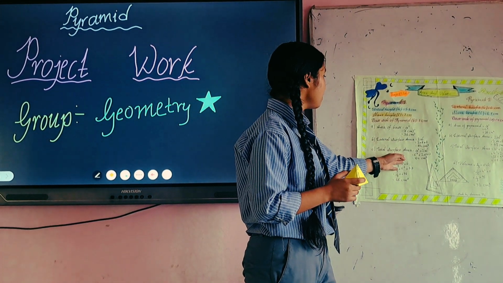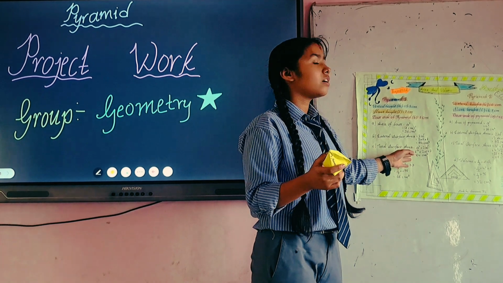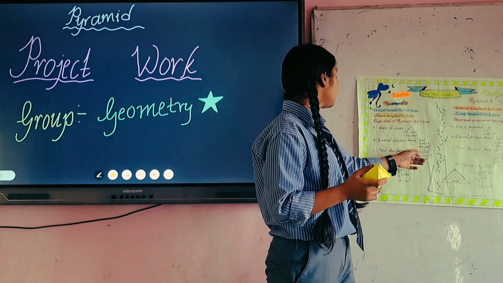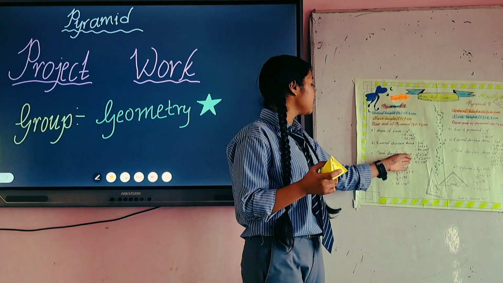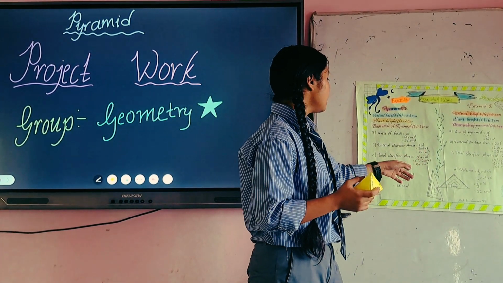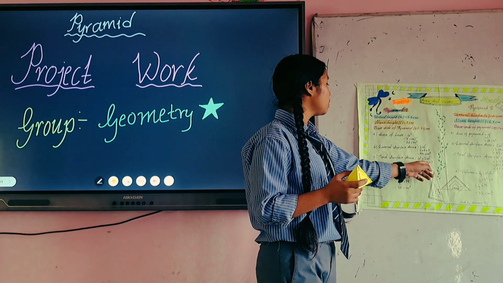Total surface area, which we can also say is the area of base plus lateral surface area, in formula we can say A square plus 2AL. A square, 6 square, plus 2 into 6 into 7.